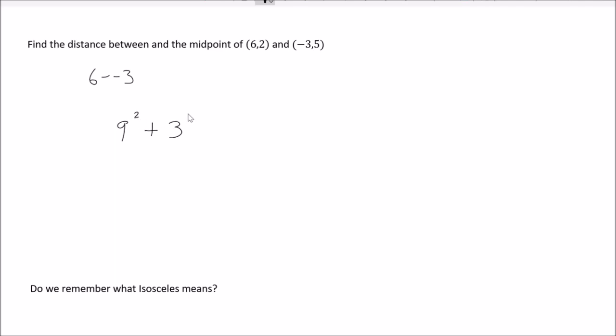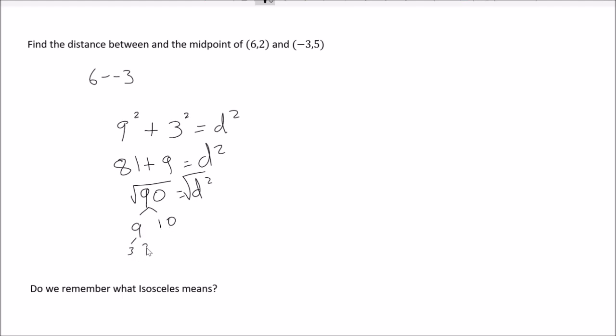So that'd be 9 squared plus 3 squared equals distance squared, or 81 plus 9 equals distance squared. That's 90 equals distance squared. We're going to take a root. And so that breaks down into 9 times 10, and 9 breaks into 3 and 3. And I'm going to leave 10 alone because that's not going to simplify. So what do I get then? I get 3 root 10. That's the distance. What about the midpoint?